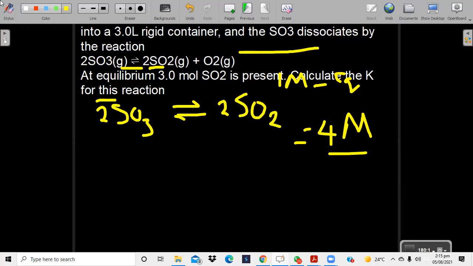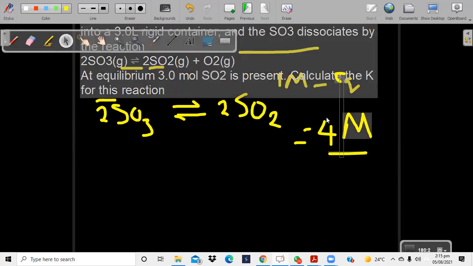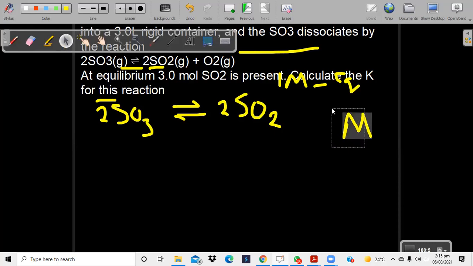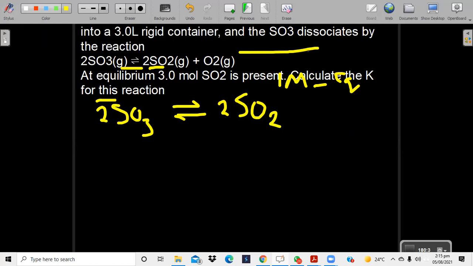So don't forget that we have 4 molar there. So let me continue writing my equation. Don't forget we have the 4 molar there as our initial concentration. So plus, what do we have? Well, we have oxygen gas. Let me denote the states because it's a homogeneous type of equilibrium, because they are all in the same phase, which is the gaseous state.